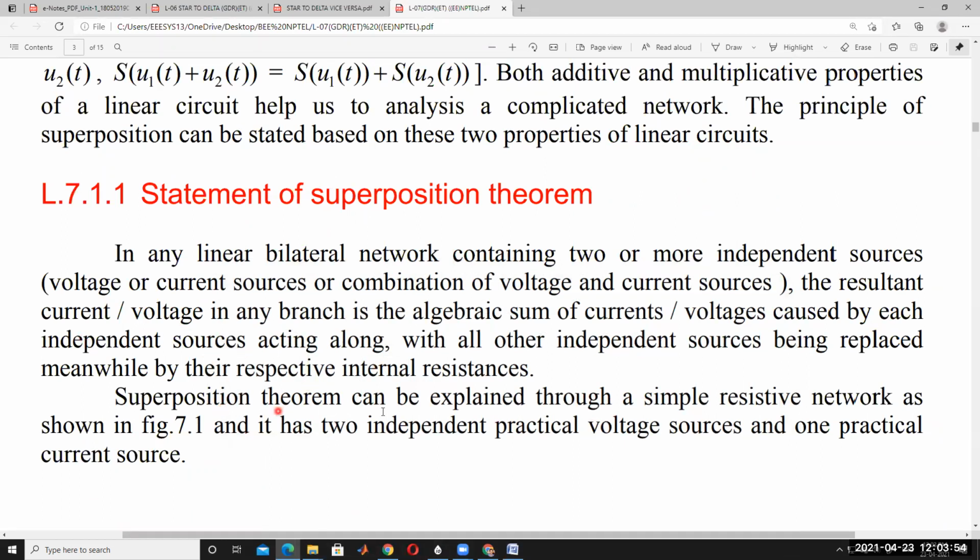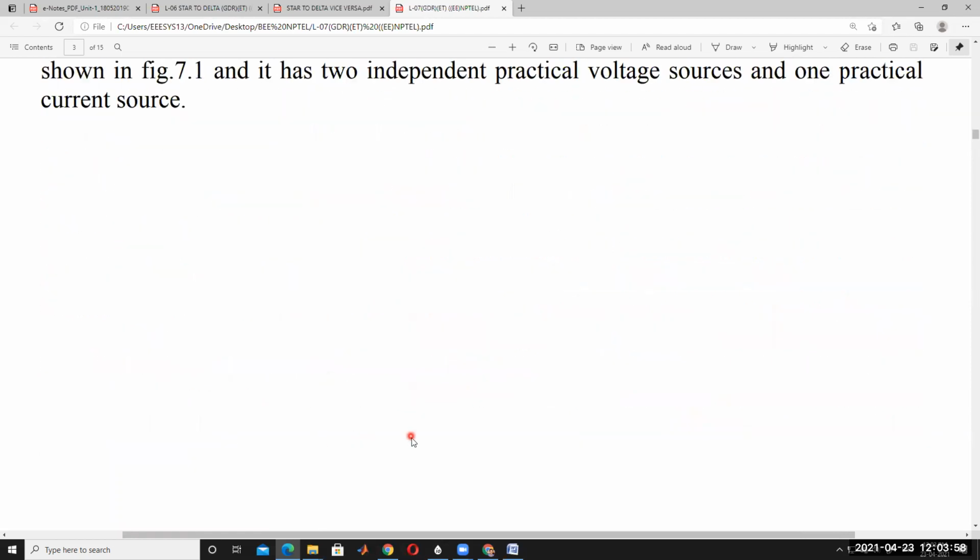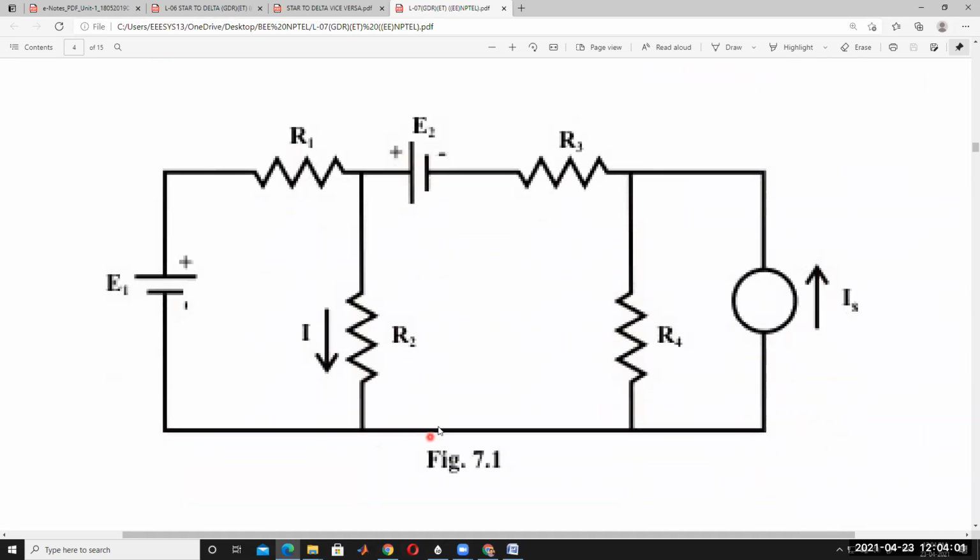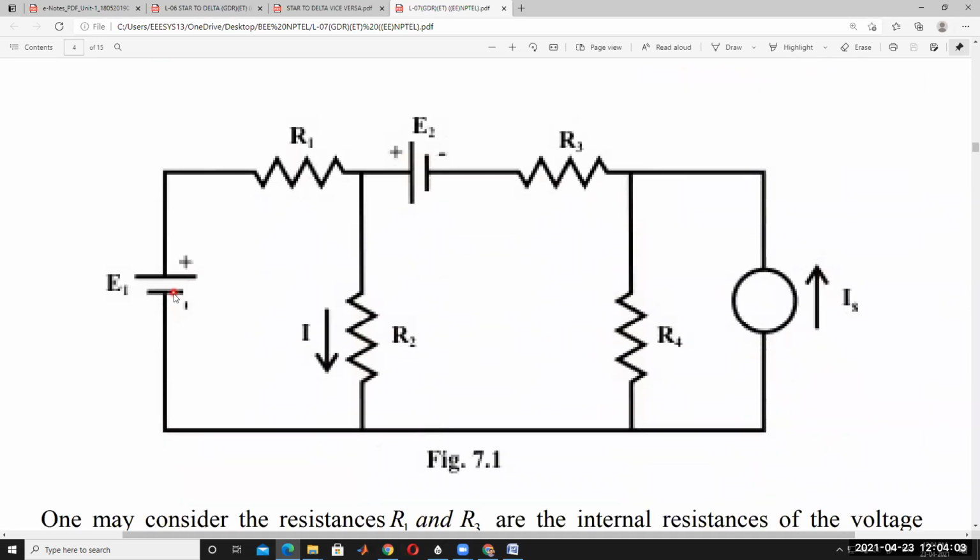The superposition theorem can be explained through a simple resistive network as shown here, so you can easily understand. These are the different types of sources. This is a voltage source, this is a voltage source, and this is a current source. The circuit has two or more voltage sources and current sources, a combination of all sources: two voltage sources and one current source.